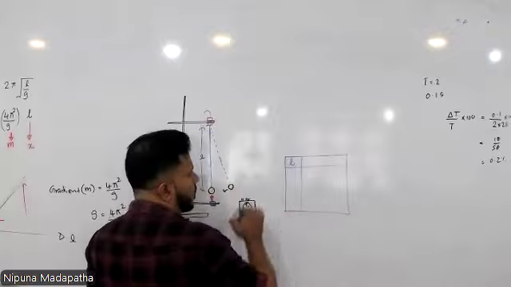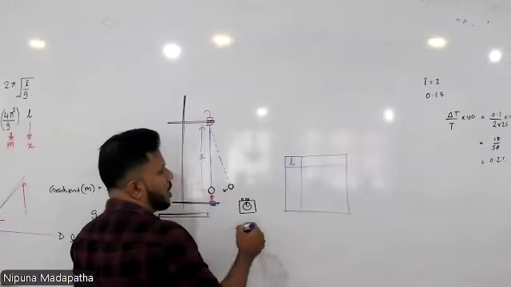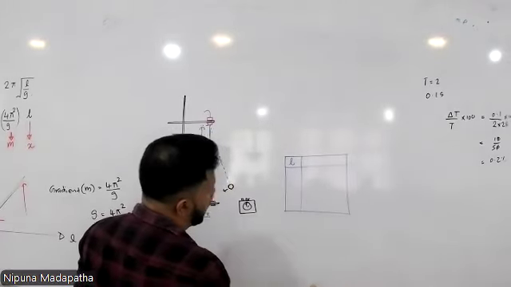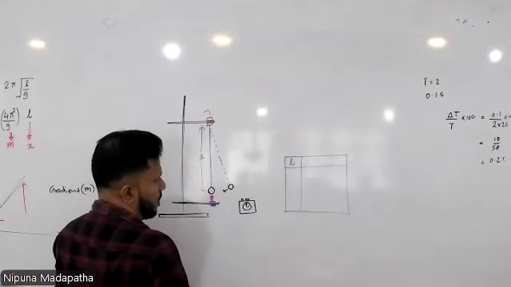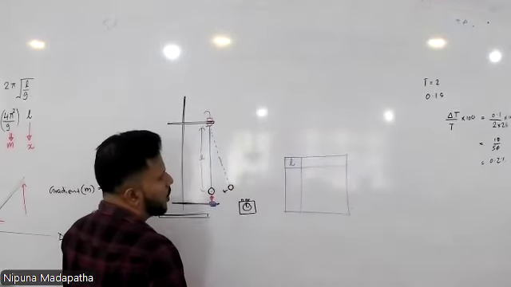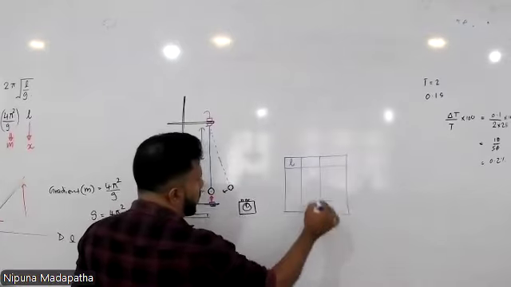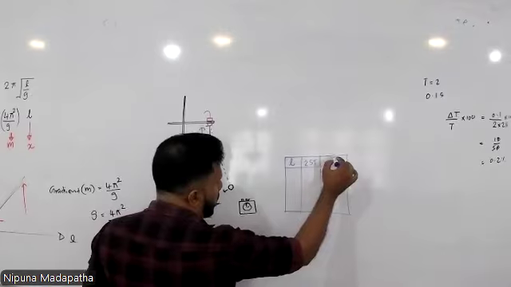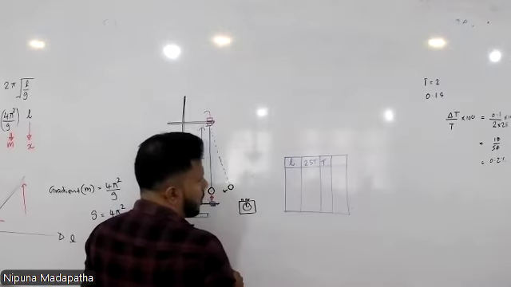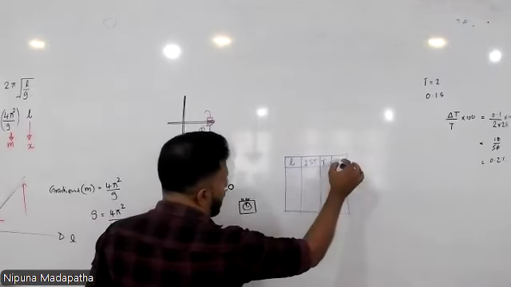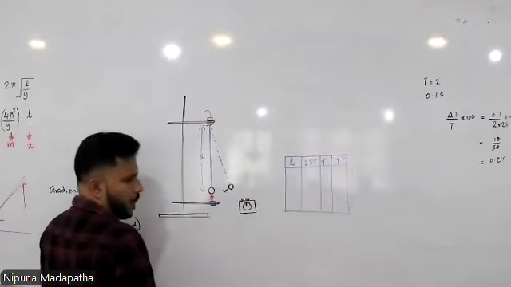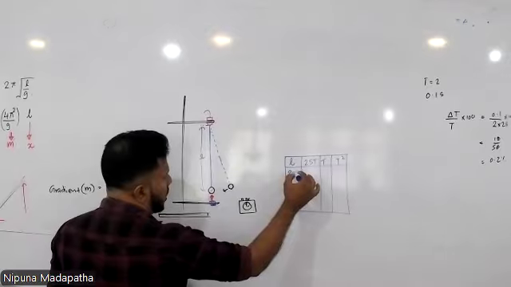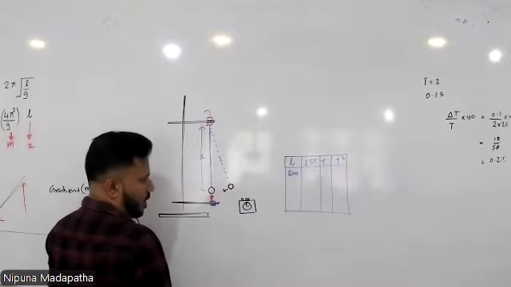Here, the length of the pendulum. You can start with the 2 meter length, then 1 meter. Then you take the time for 25 oscillations, then take the time for 1 oscillation and get the T-squared value. Suppose we are starting from 2 meters, so 200 centimeters.